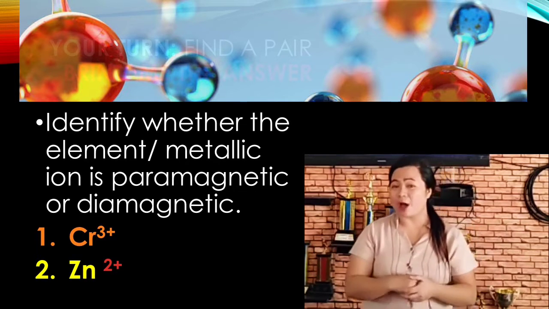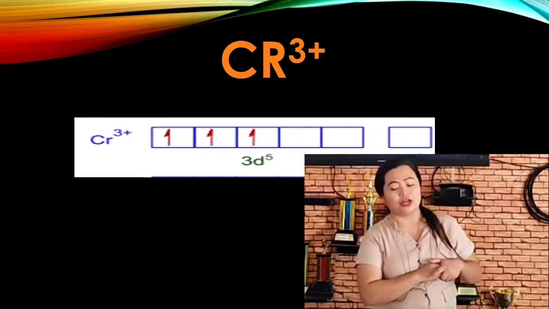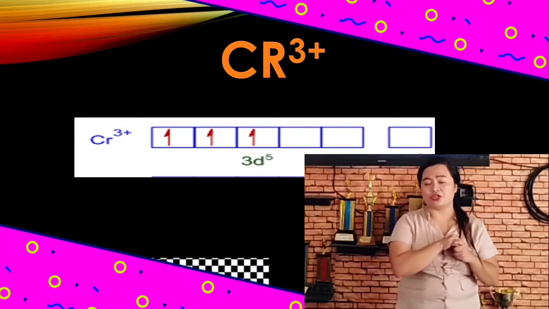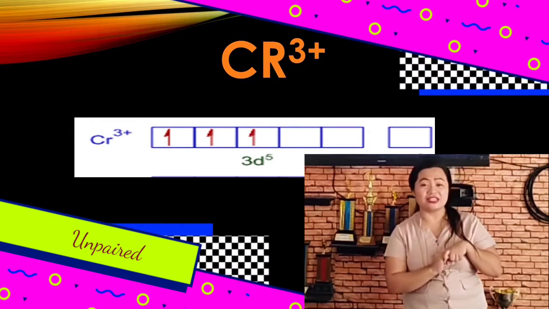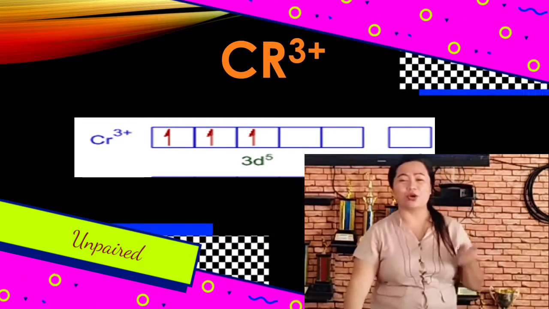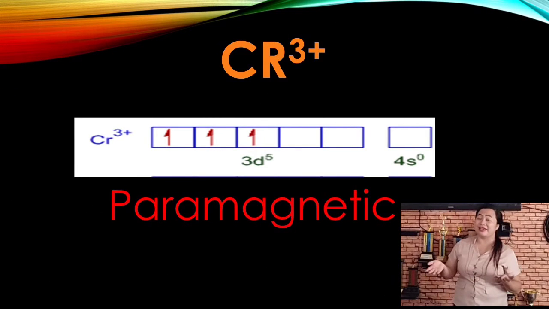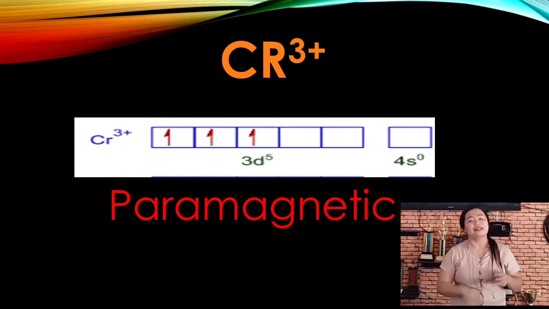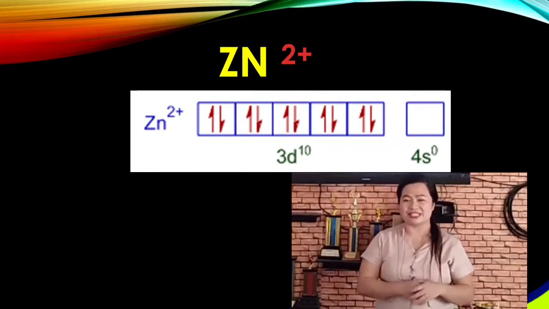Alright, 1 minute is up. So now let us check your answer. Here is the electronic configuration of chromium 3+. As you can see, it has what? Correct. Unpaired electrons. So therefore, chromium 3+ is what? Correct. A paramagnetic ion.